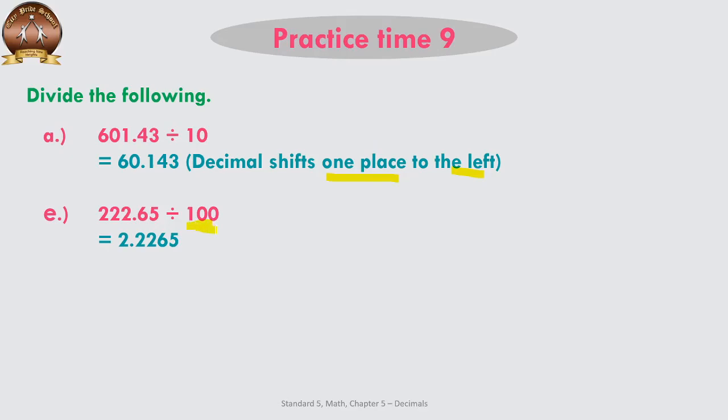Another example, 222.65 divided by 100. There are two zeros in 100, so we move two places to the left hand side. So the answer becomes 2.2265. In the third example, I have 256.5 divided by 1000. 1000 has three zeros, so the point shifts three places to the left. So the answer becomes 0.2565.